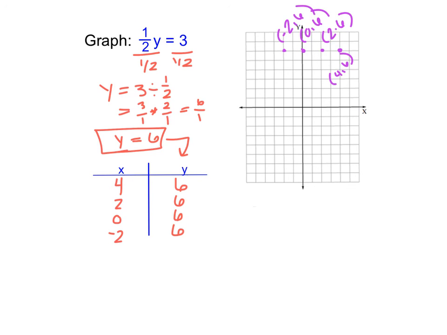So what I'm noticing here is that I have a horizontal line forming. And that's what happens when I have y is equal to 6. All of my y values equal 6, and x can be anything.